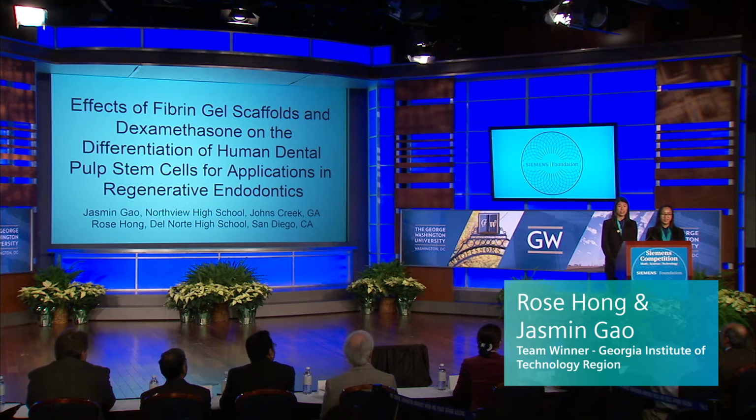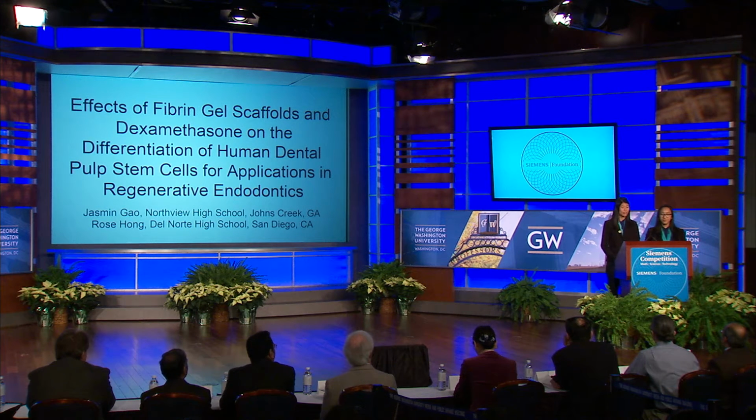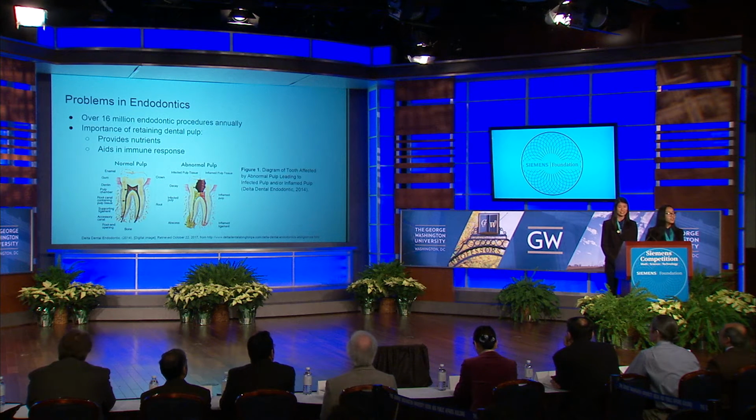I'm Rose Hong, and our project is on the effects of fibrin gel scaffolds and dexamethasone on the differentiation of human dental pulp stem cells for applications in regenerative endodontics. Annually, over 16 million endodontic procedures are performed in the United States alone.